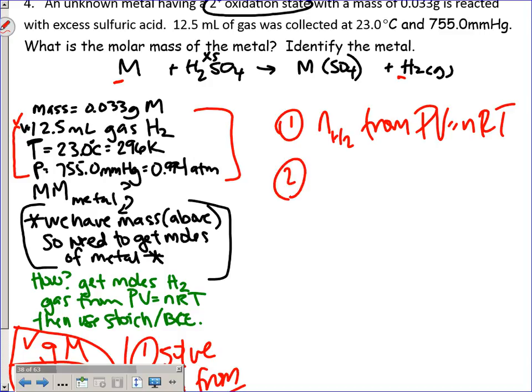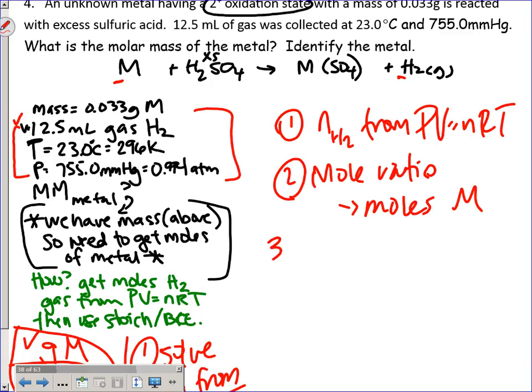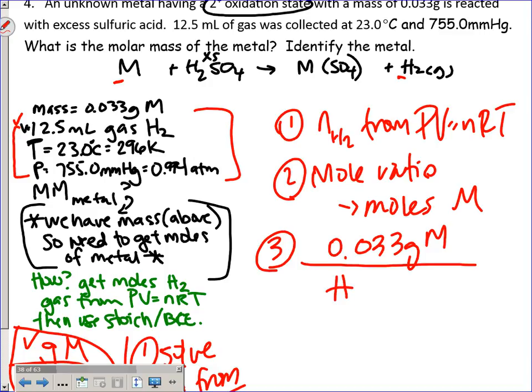And then you'll do your mole ratio to get to moles of metal, and then what? To get to molar mass. What was molar mass one more time? Grams over moles, and you have the grams, right? So you have this given to you right here. So you take your 0.033 grams, and you divide it by the moles that you just got, right? The moles you just got in part 2, you just divide by your number of moles of metal.